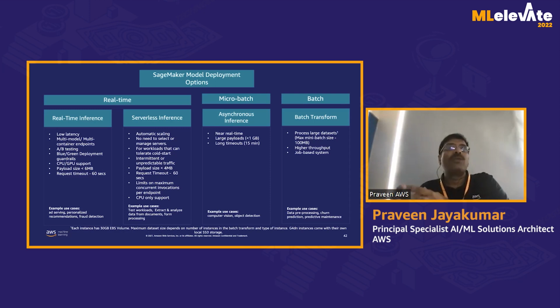So in those cases, you can use the batch transformation, and you will be charged only for the amount of time that the whole inference run takes in the batch transformation, basically, right?